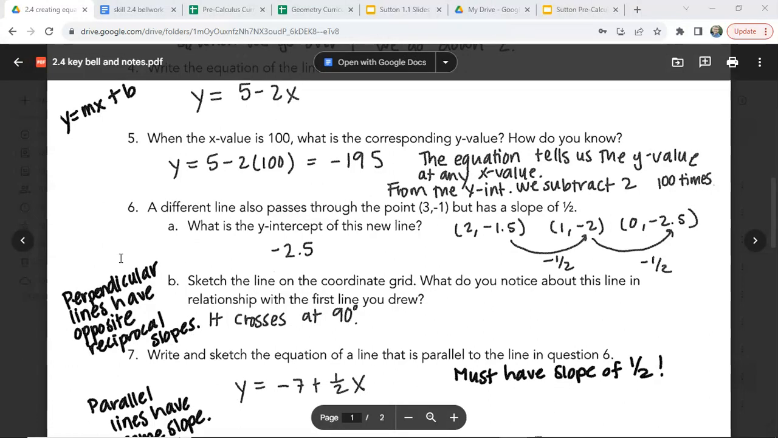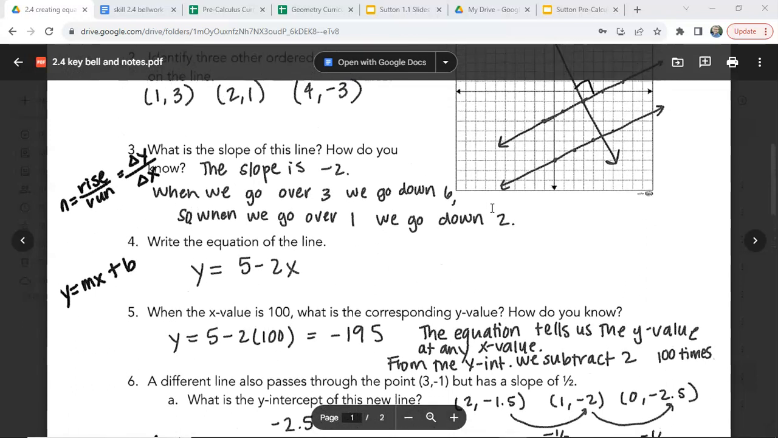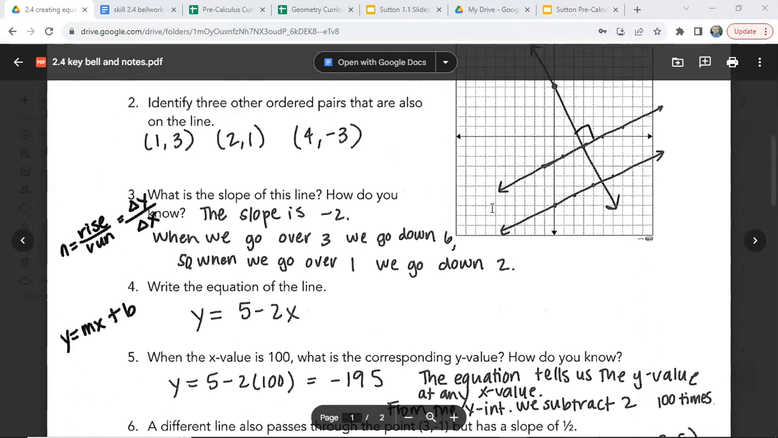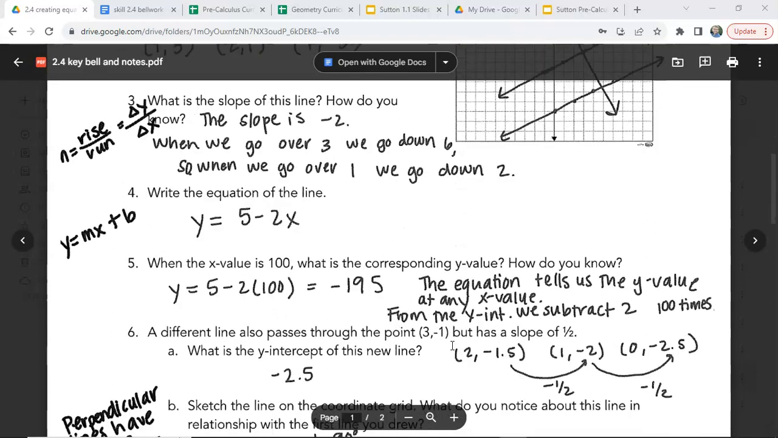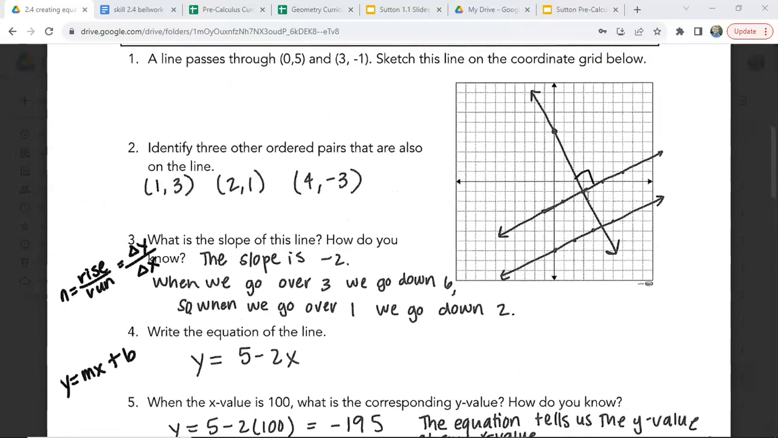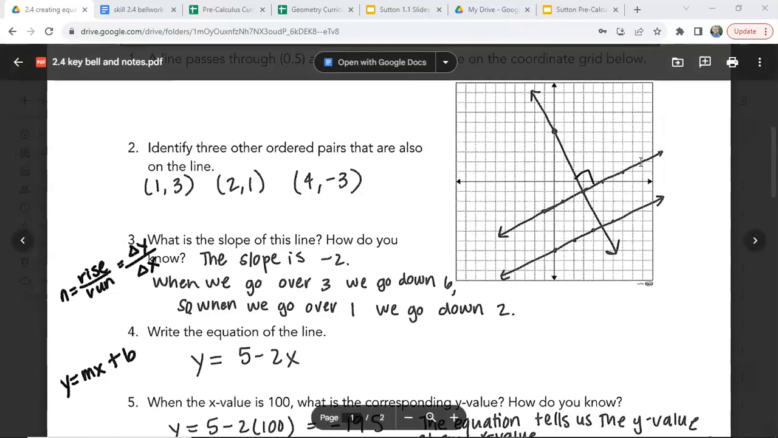A different line also passes through the point (3, -1), but has a slope of 1/2. What is the y-intercept of this new line? So this new line passes through (3, -1), so that same point on this line. But this time it has a slope of 1/2. So from this point, we want to rise 1, run 2, rise 1, run 2. I'll put a couple points down. In the other direction, we go down 1 to the left 2, down 1 to the left 2. So that would be this line here.